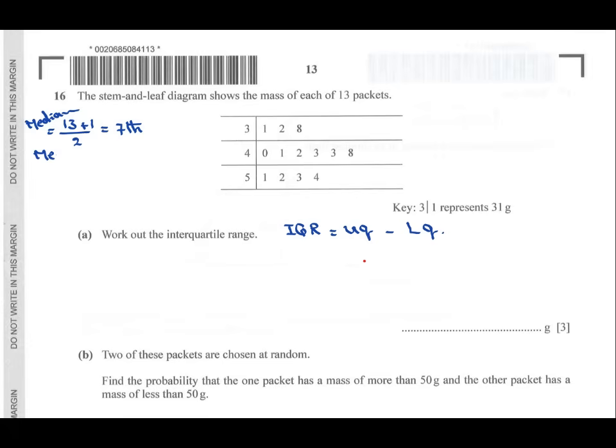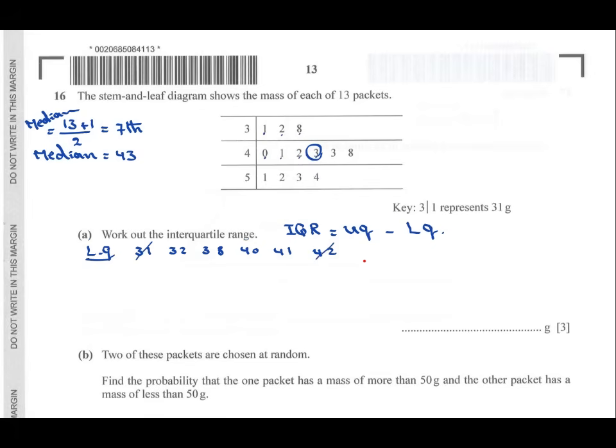The median is equal to, counting 1, 2, 3, 4, 5, 6, 7, this is the median, which is 43. It is not required here, but I want you to remember how we can find the median. Okay, how to find the lower quartile and the upper quartile. The lower quartile is the median of the first half. The first half is 31, 32, 38, 40, 41, and 42.